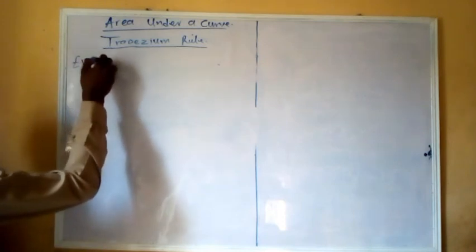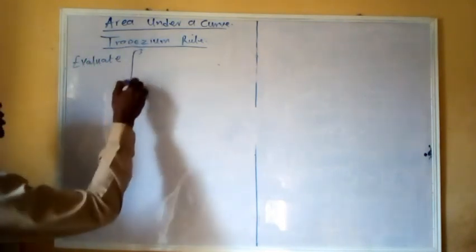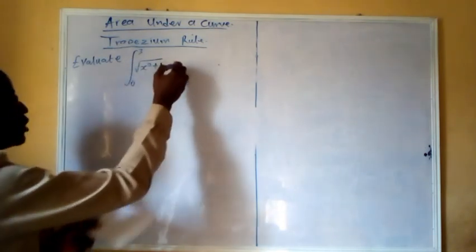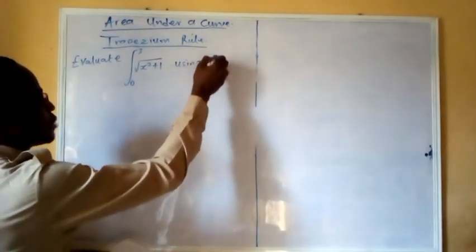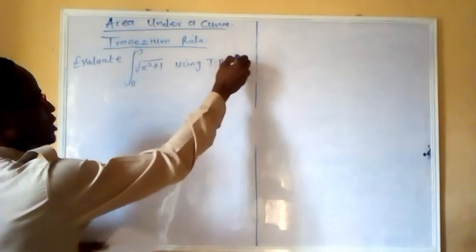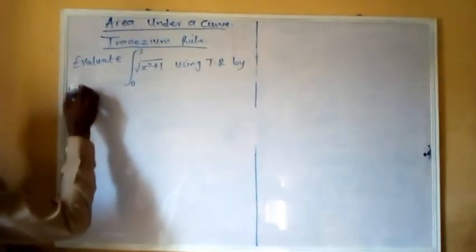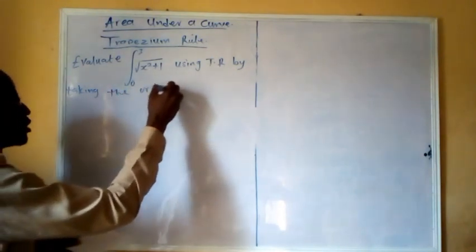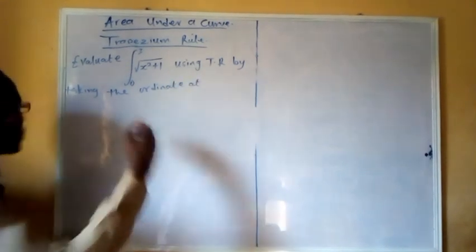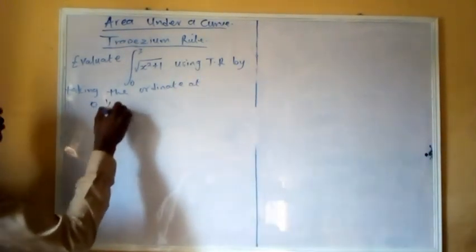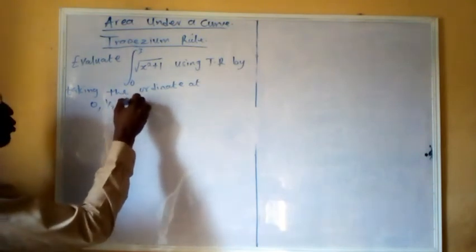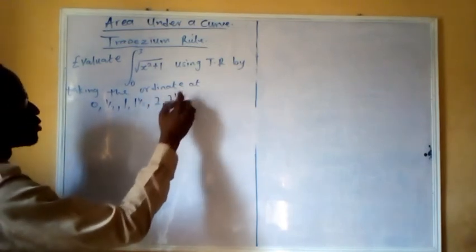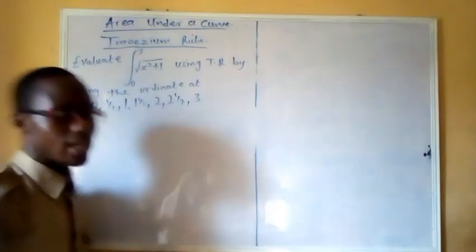Evaluate the integral from 0 to 3 of the square root of x squared plus 1 using the trapezium rule, by taking the ordinates at the given interval: 0, half, 1, 1 and a half, 2, 2 and a half, and 3, which is the last point of the limit.